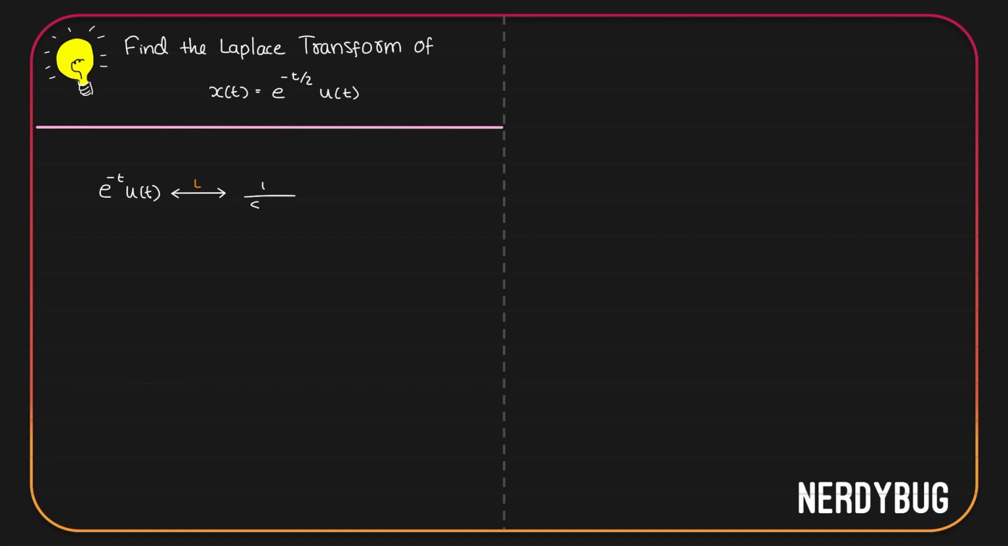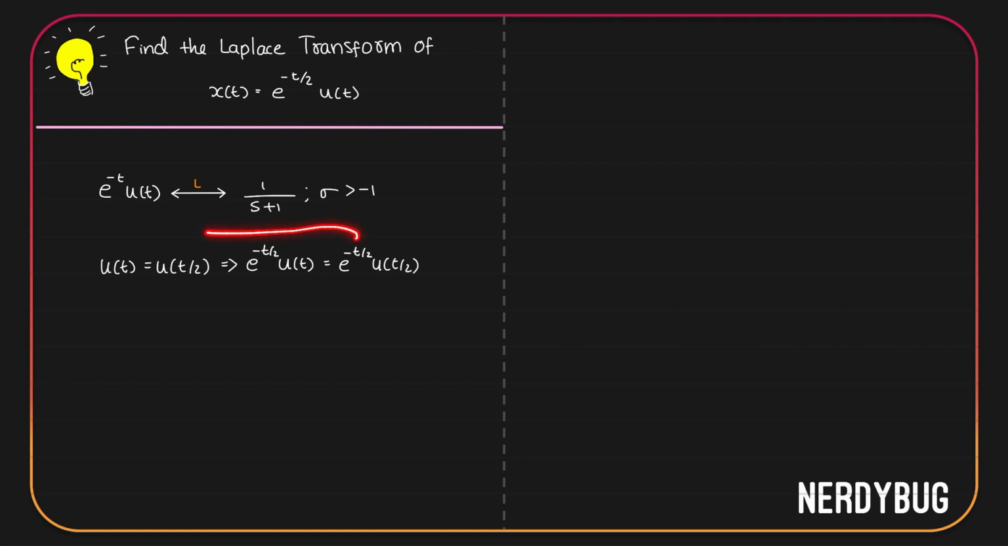It is 1 by s plus 1 and ROC is sigma greater than minus 1. What we have over here is e raised to minus t by 2 u of t. But we know u of t is the same as u of t by 2. Time scaling does not apply to u of t. So we can write e raised to minus t by 2 u of t is the same as e raised to minus t by 2 u of t by 2.